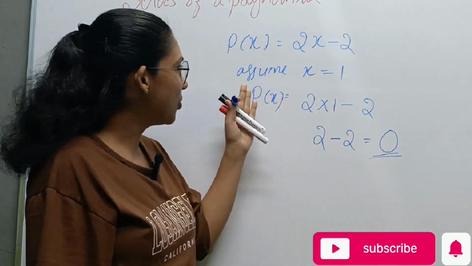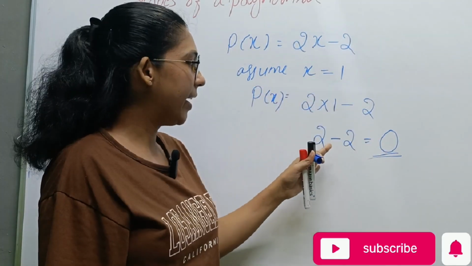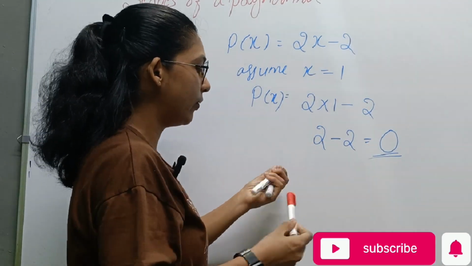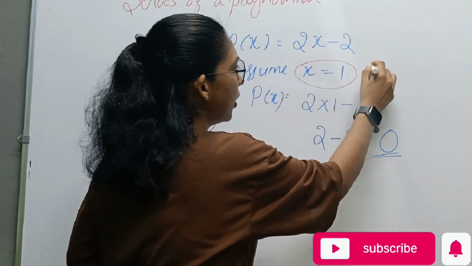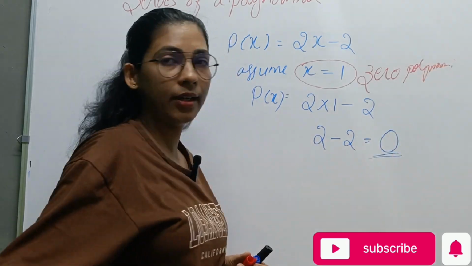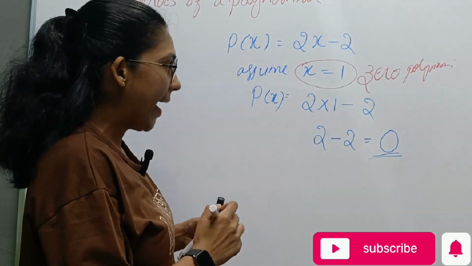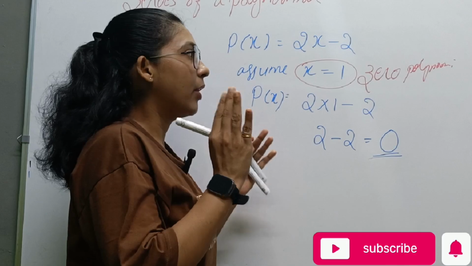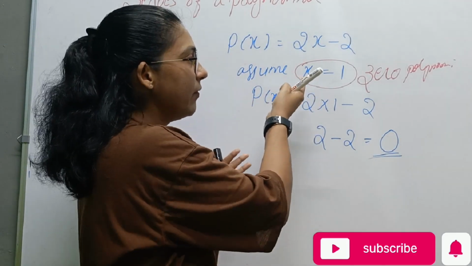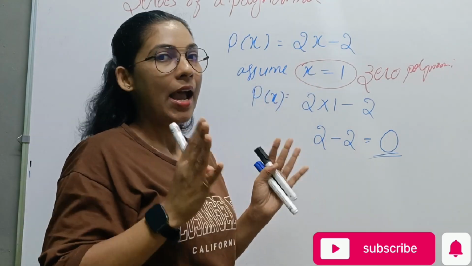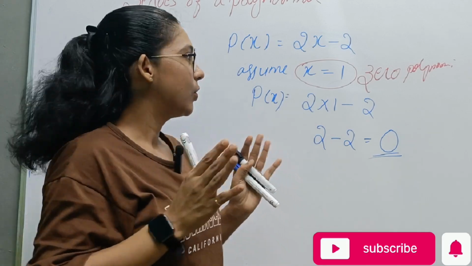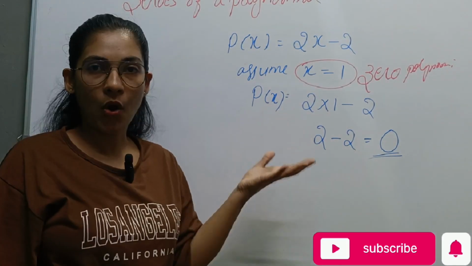If we substitute x as 1, then we get the value of the polynomial as 0. Then we can say that x is equal to 1 is said to be the zero of the polynomial. Is it clear now? If we substitute x as 1 in this polynomial, the value becomes 0, so we can say x is equal to 1 is the zero of the polynomial. Clear? So this is the basic concept of zero of a polynomial.